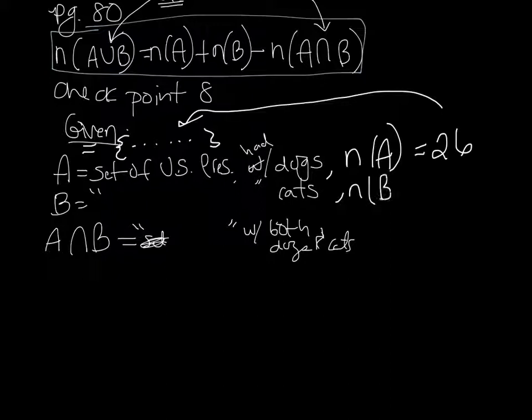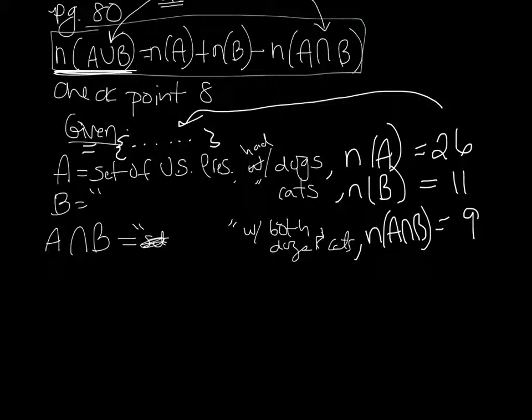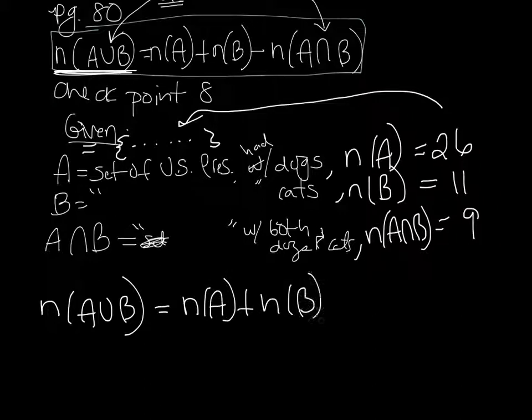And n of B was 11. And then the cardinality of both cats and dogs is, looks like, 9, I think. And again, if you want to call this C and D for cats and dogs, that's fine. I'm just using A and B. So finally, the question is asking for this guy right here. So n of A union B is n of A plus n of B minus n of A intersection B.